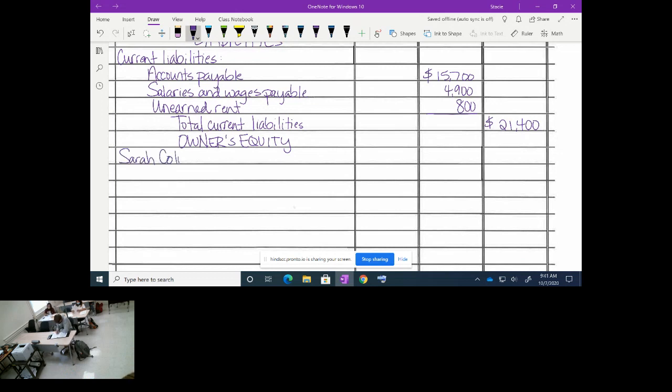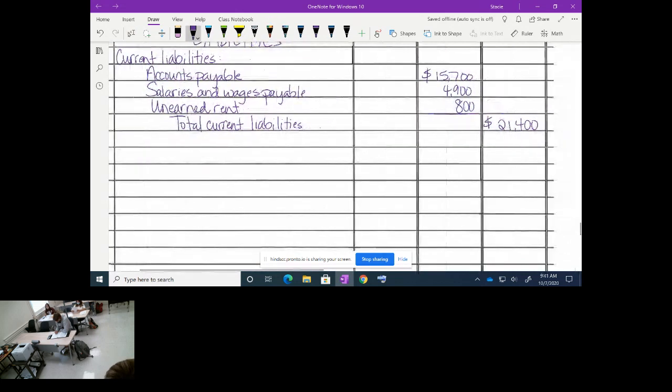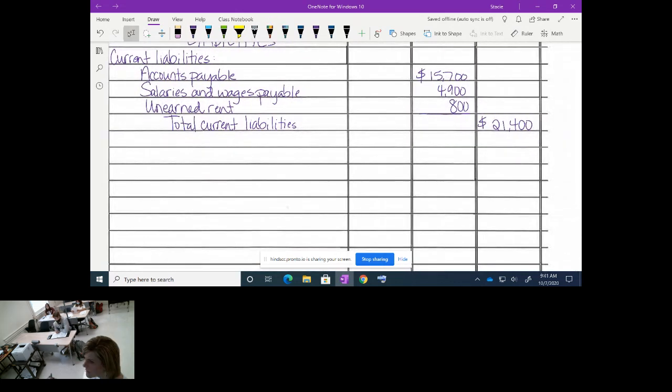So we don't have to go through long-term liabilities if we don't have any. Yes, that's right. I forgot about that. That's fine because all we have is current liabilities. So really that is our total. You could put total liabilities, but it's just not necessary.